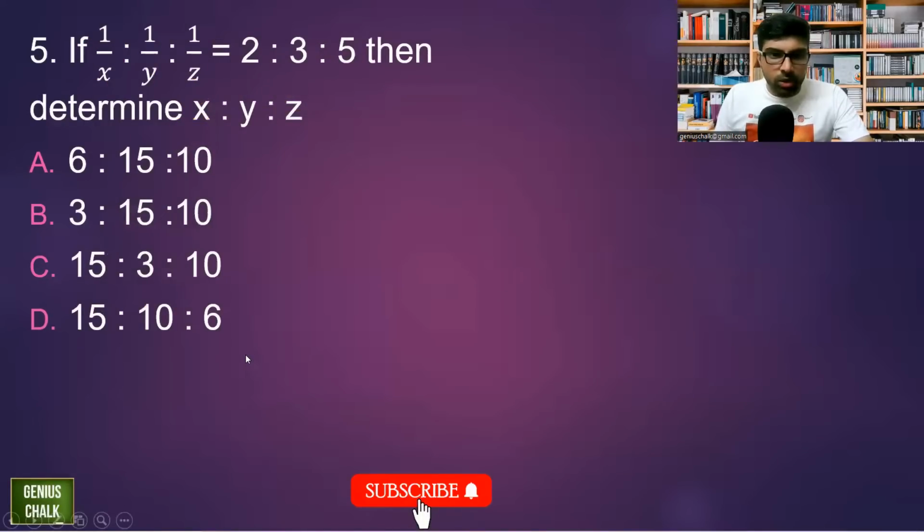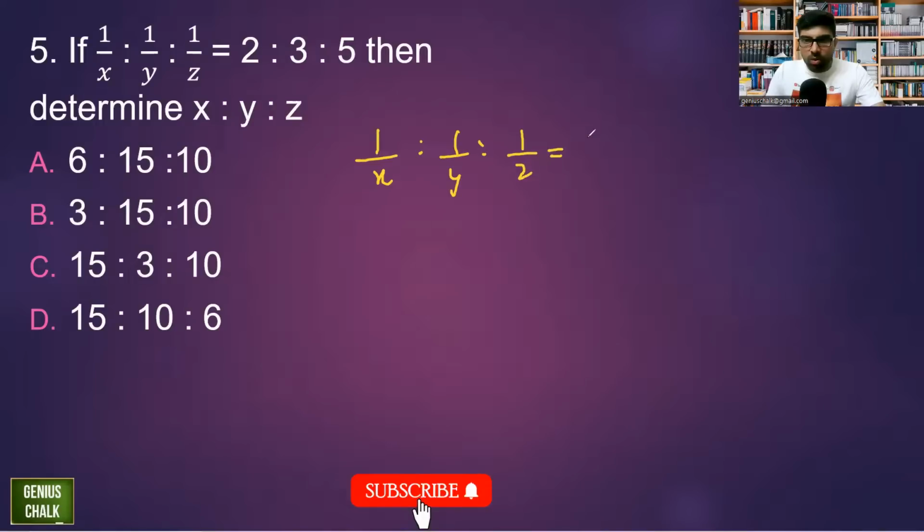Okay, next one. This question I have already done in the previous session, but I just want to tell you one small thing here which was left. Whenever 1 by x, 1 by y, and 1 by z is given as 2:3:5, then whenever the reverse is asked, we have done this in the inverse ratio. So x is to y is to z. Always remember, if you are finding x, forget x, take these two. 5 threes are 15.